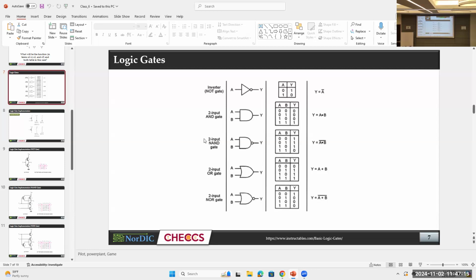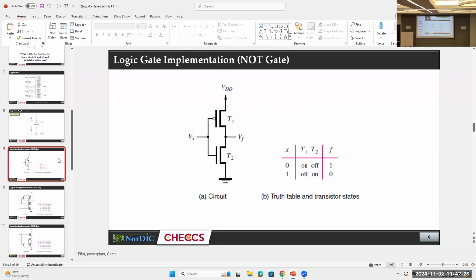I have told you, and we will show you a proper implementation of these gates using MOSFET. You already have an idea of the NOT gate from the previous class, but let's start from here maybe. So let's analyze this circuit, okay?